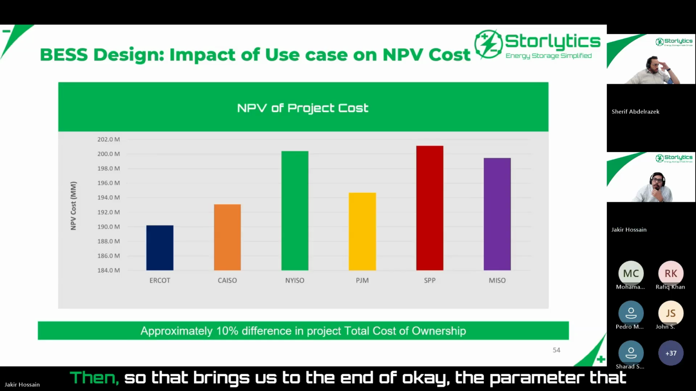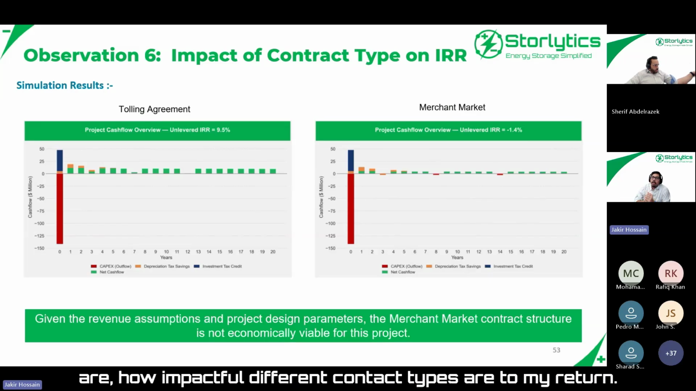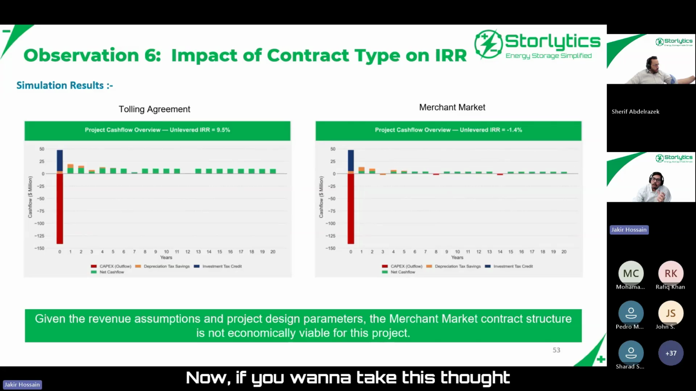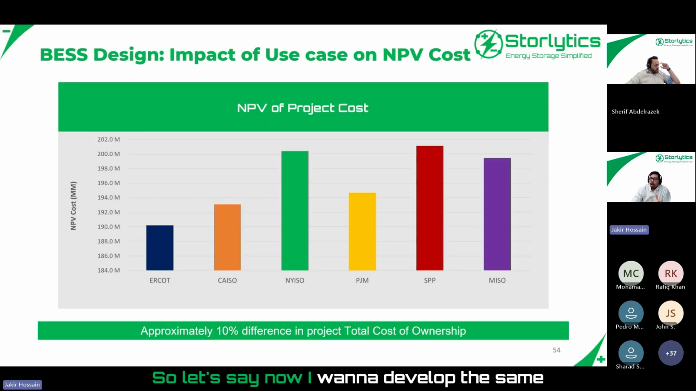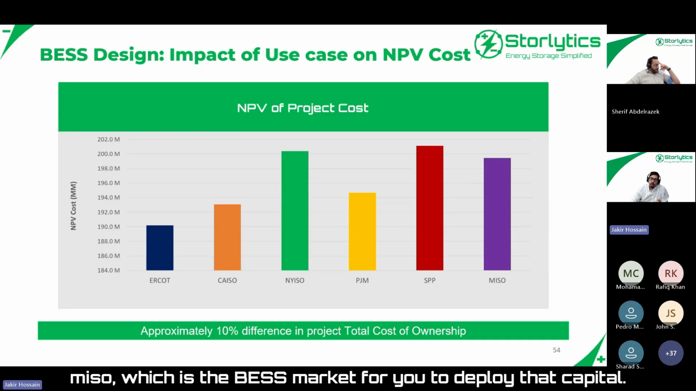And so that brings us to the end of the parameters that can potentially impact my return: how impactful deployment strategies are, how impactful different contract types are. Now, if you want to take this thought and expand it over markets, let's say now I want to develop this same 100 megawatt, 400 megawatt hour battery and think of it from a developer portfolio perspective. You have the option to deploy that capital either in ERCOT or PJM or MISO. Which is the best market for you to deploy that capital?